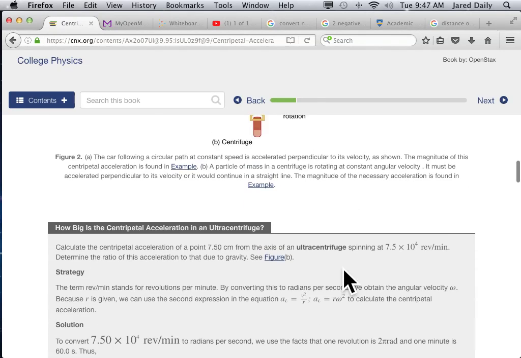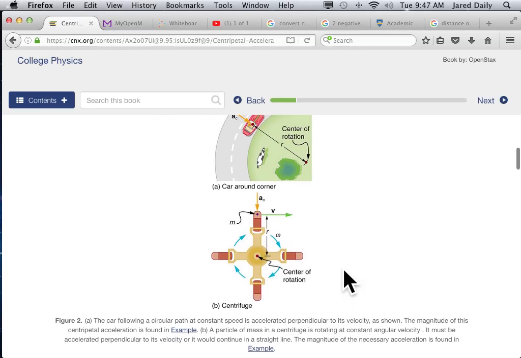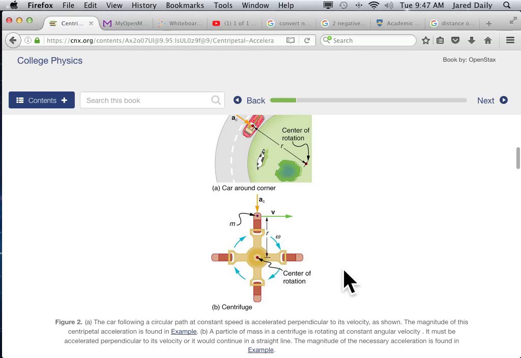Now we're going to do how big is the centripetal acceleration in an ultracentrifuge. So a centrifuge is one of these devices that you put little bottles of liquid in that have different stuff in them, non-homogeneous solutions, so that you can separate the stuff that has a higher density from a lower density. You spin it around going really, really fast.